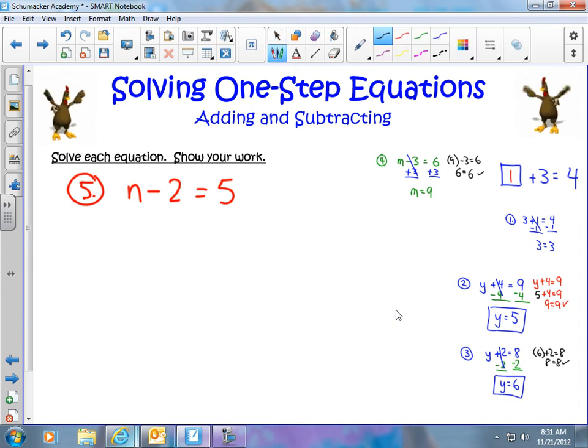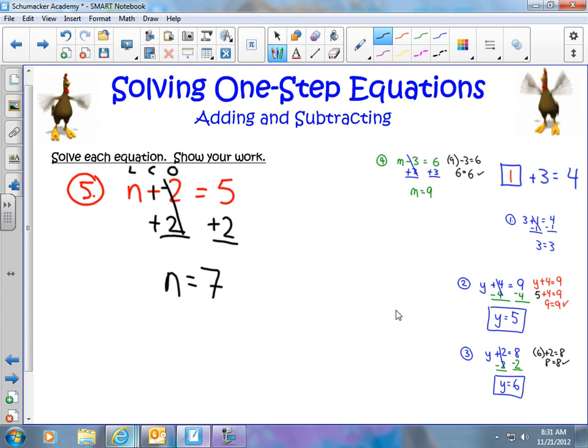Now, one way you can do, if you remember back a while, we talked about LCO, leave change opposite. So if we put our LCO here, I can make this into n plus negative 2. And if I want to think to myself, what can I add to negative 2 that will turn it to 0? Well, I add the exact opposite of it. If I add a positive 2, we know that 2 negatives and 2 positives cancel each other out. And so in this case, these cancel out, and I'm left with n equals 7.